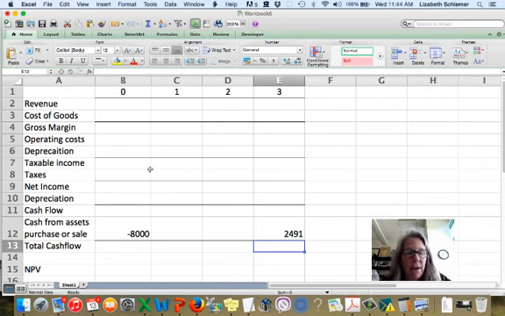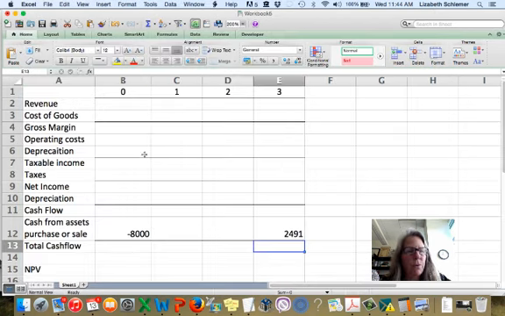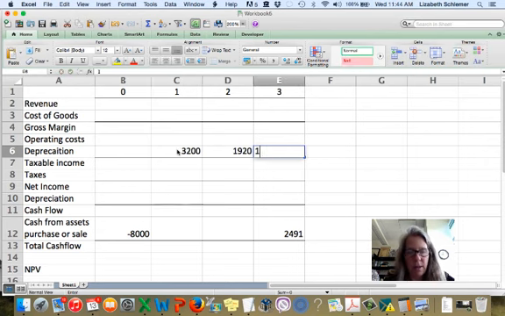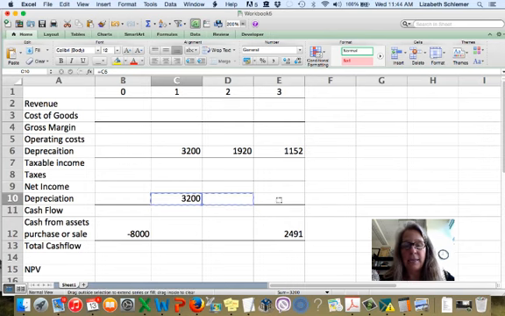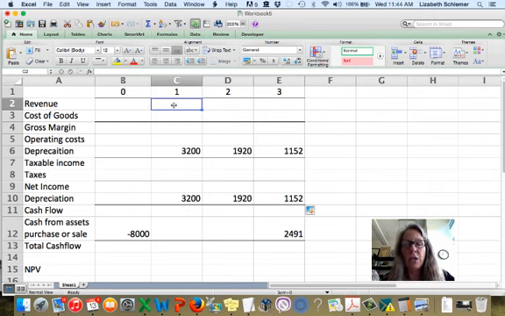The other thing I need to get from my previous calculations is the depreciation amounts. So I'm going to use 3,200, 1920, and 1152. So that was what I had in those previous calculations. I'm also going to go ahead and put them down below because I also add this back in this calculation. So you see I have a year 0. Nothing happens in revenue in year 0, but it does happen in years 1, 2, and 3.